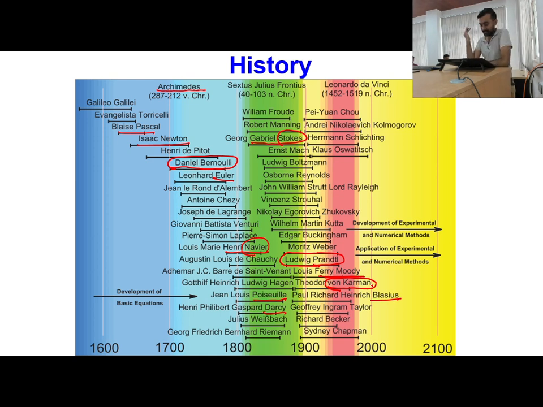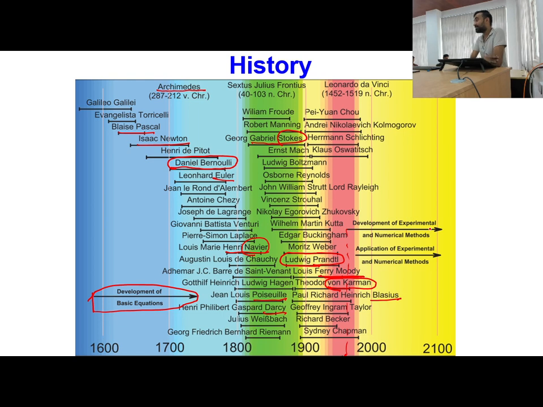Now one important thing you can see in this history of fluid mechanics is that this is the portion, this was the era, when the development of the basic equations started. And now this is the portion, somewhere close to say 1950 or 60, when the development of advanced experimental and numerical methods started.